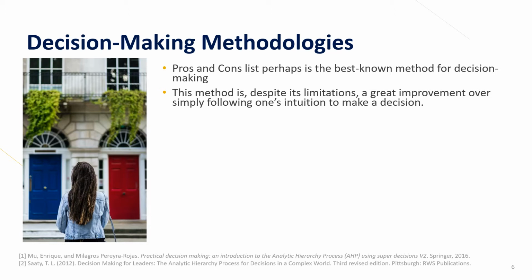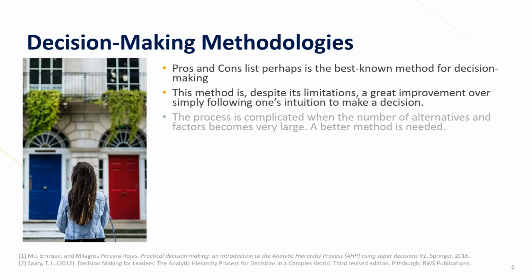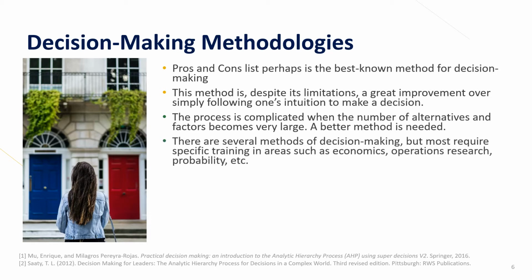can be greatly improved. It means that when you have pros and cons, the cognitive bias is still high, and it can be improved, because sometimes pros and cons really depend on someone's intuition to make the decision. And then the process becomes complicated when there are several alternatives or several options, and each option has its attributes or factors, and this makes things complicated. So that's why a better method is needed.